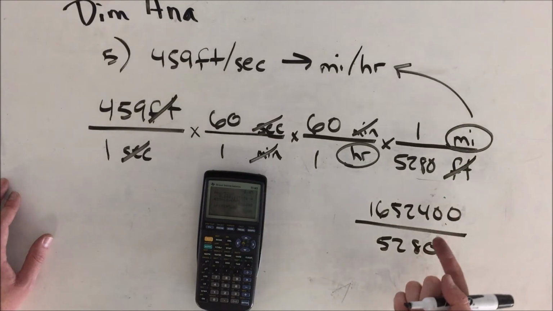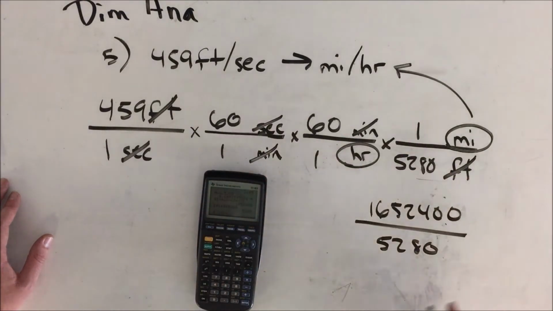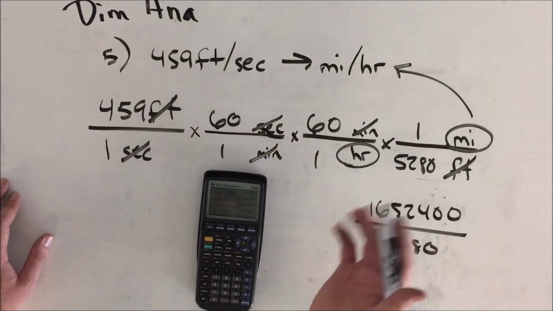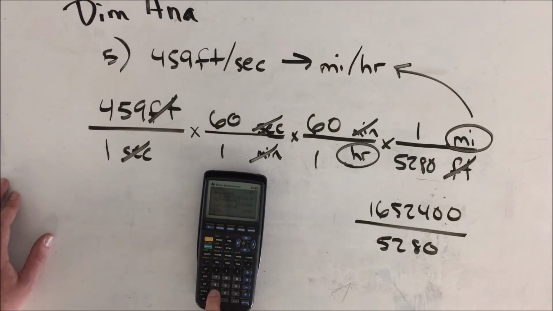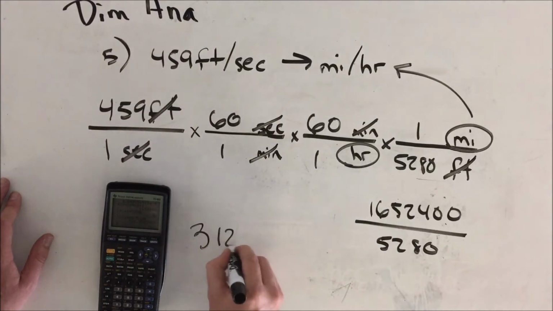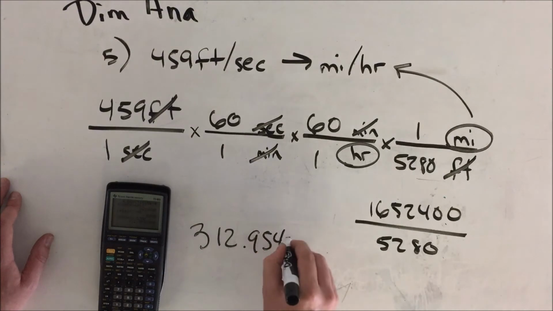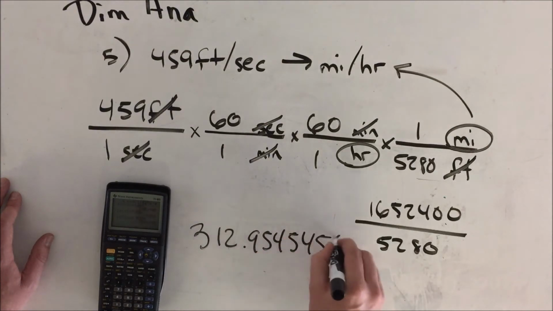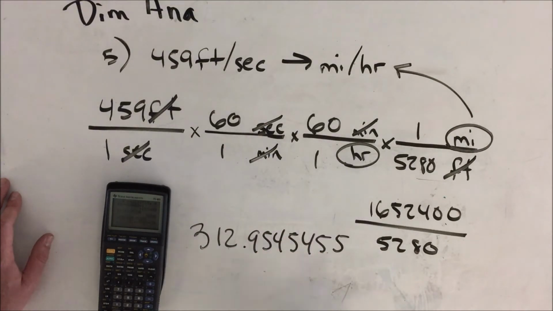Now, I like to do it this way. There's multiple ways to actually run this math, and they all kind of turn out the same because of the beauty of math. But I'm going to say now 1652400 divided by 5280. And that gives me an answer of 312.9545455.